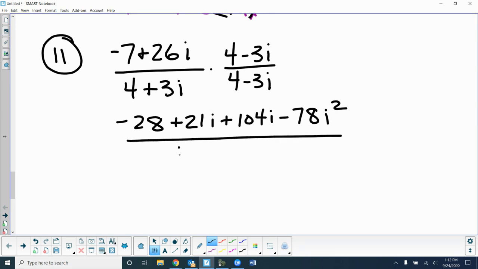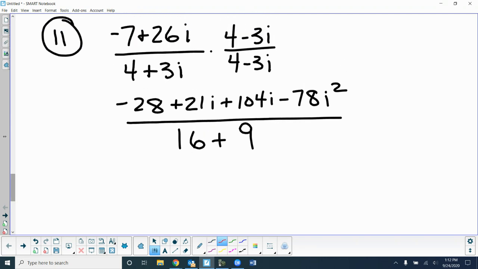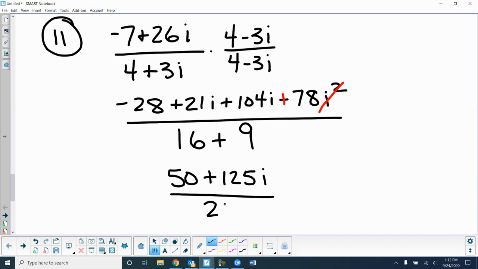For the bottom, I'm just going to do the shortcut. You take the 4 and square it. You take the 3 and square it. And it's always addition between them. Your middle terms will cancel out. Your 12i and negative 12i is what you would get. All right, so we see an i squared. So that 78 ends up being a positive 78. Minus 28 is a positive 50. 21 and 104 is 125i. 16 plus 9 is 25.